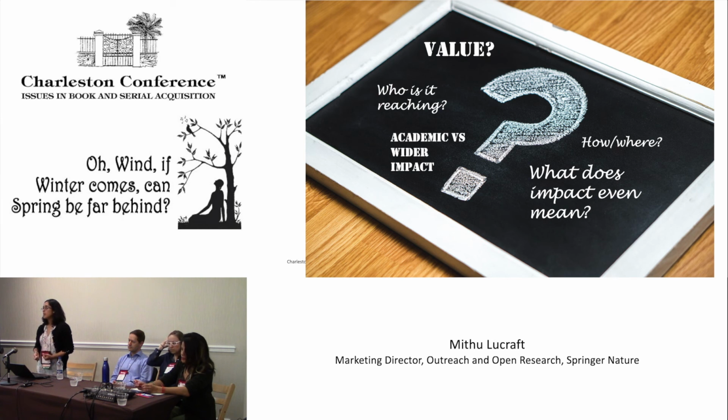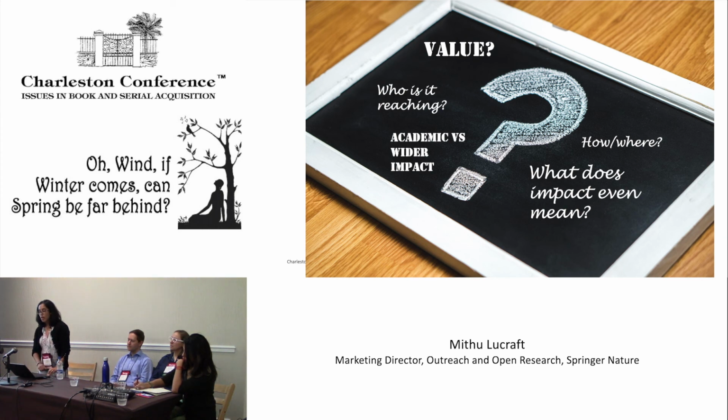So, as one librarian recently took the time to remind me, open isn't the end goal. Who are we reaching with our research? Thinking about both academic and wider impact. Is it reaching the public? Is it achieving societal benefits? Are they accessing the content on our own platforms as publishers, or where are they finding that content? And what does impact actually mean when it comes down to it?